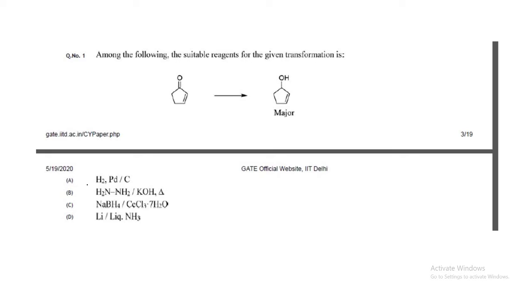In the first option, it is given hydrogen in palladium charcoal. In option B, it is given hydrazine in potassium hydroxide followed by heat. In option C, it is given sodium borohydride, CeCl3·7H2O. And in option D, it is given lithium in liquid ammonia.